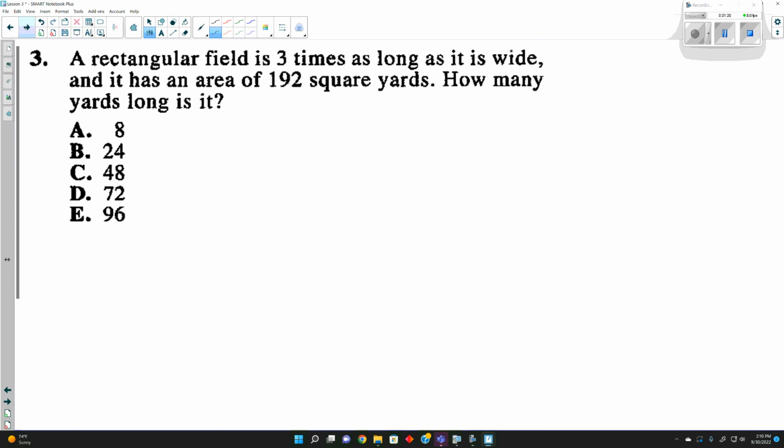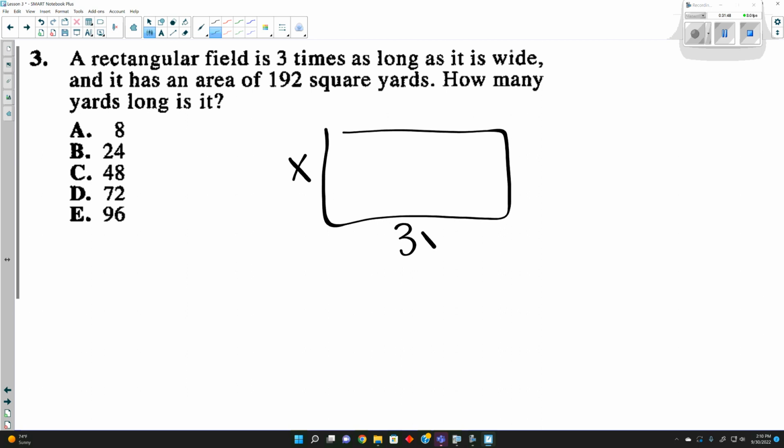So let's look at number 3. A rectangular field is 3 times as long as it is wide. Okay, so a rectangular field. So what's that talking about? A rectangle, isn't it? The field is 3 times as long as it is wide. So the width we can call x. The length we can call 3x.